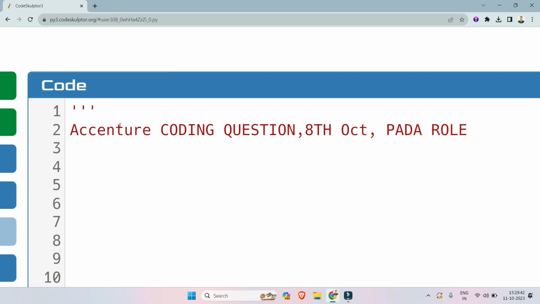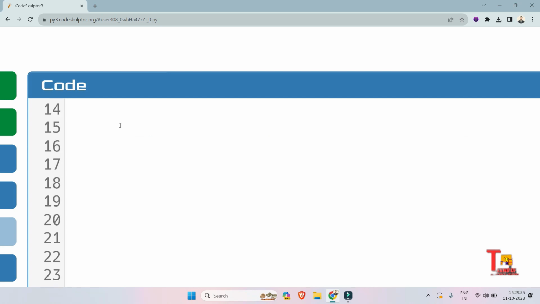Hello my dear family members, as I got to know many of you have Accenture exam within few days for PADA role. So I brought a coding question which was asked on 8th October to PADA role candidates. So don't ignore the question. Now let's see what is the question.